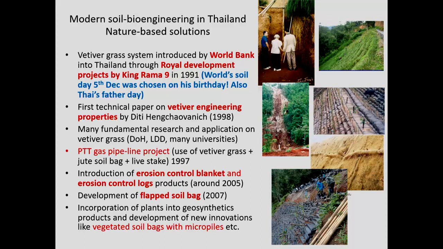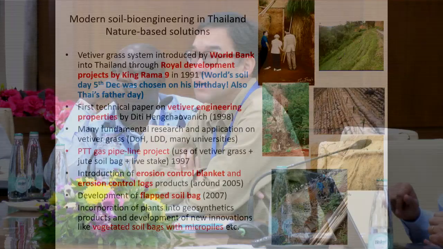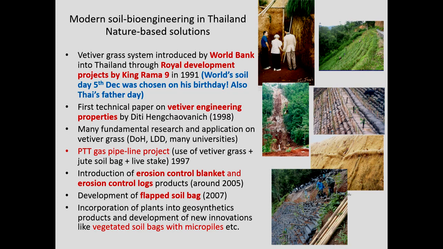So just to outline how modern soil bioengineering in Thailand has developed. Thanks to King Rama IX, whose birthday was yesterday, coinciding with Soils Day, he introduced the vetiver grass system to Thailand. And since then, we have used quite a lot of vetiver bioengineering. There are some gas pipeline projects in Thailand that rely on vetiver grass, jute soil bags, and livestakes. Right now we use quite a lot of different erosion control blankets and soil bags, also incorporated with some micropiles and some new innovations.